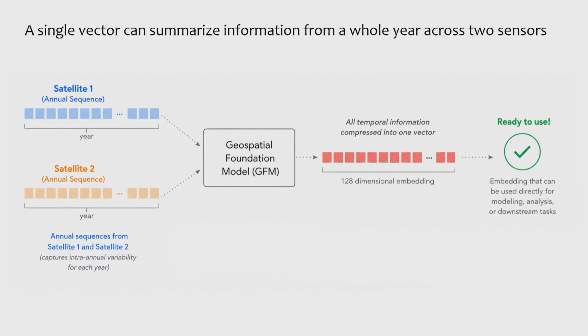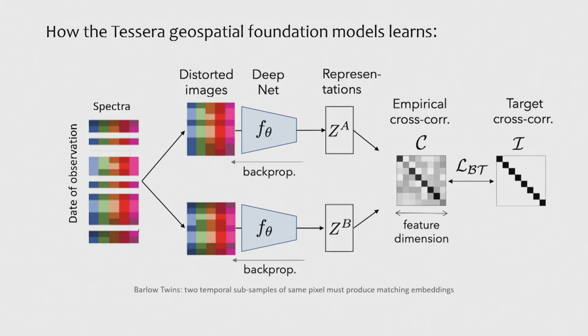I'm not going to explain this one in detail, you'll be pleased to hear, but this is in essence how the Tessera Geospatial Foundation model works. You can see on the left you've got a corrupted time series of data from an optical satellite, and you can see the missing cloudy days in that time series.